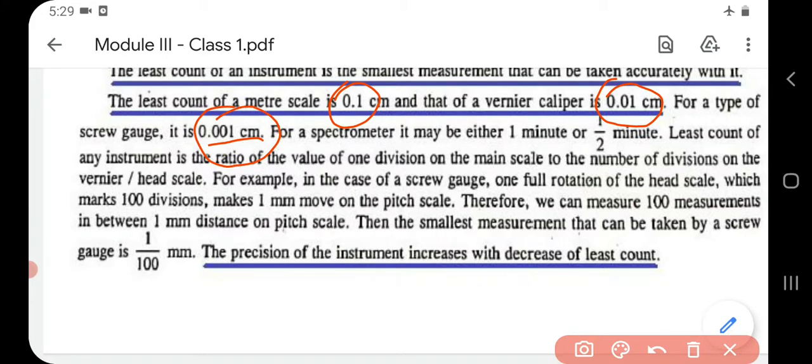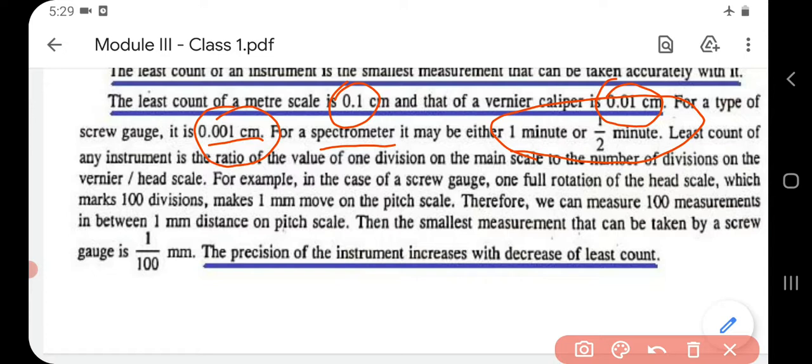Then you have another instrument, the spectrometer, which is used to measure the angle of a prism, and its least count is found to be 1 minute or half minute. Since you are measuring angle, the least count will be described in minutes.